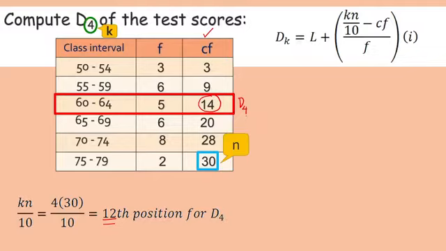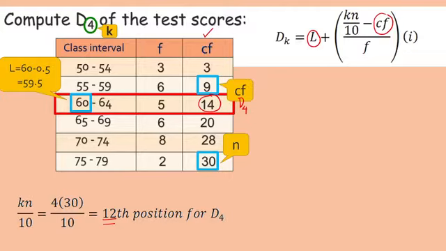Now, from here, let's determine our L. 59.5. How did you get 59.5? You made use of? Okay, 60 minus point. Correct. That's 60 minus 0.5. That's totally right. You'll get 59.5 for that. What about the CF? What's the value of the CF? It's the 9. The CF before the class that contains the fourth decile is 9.